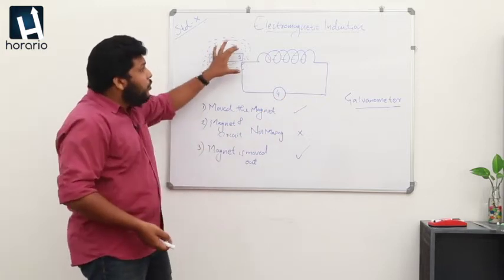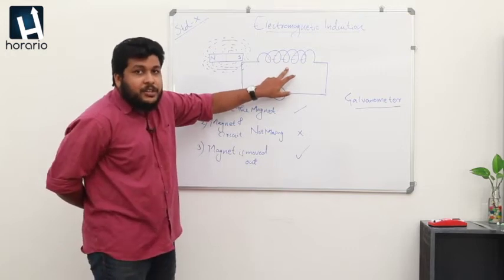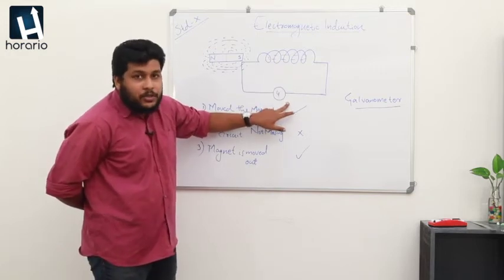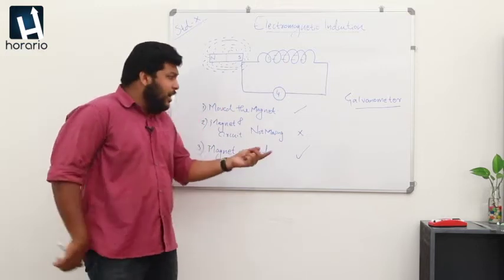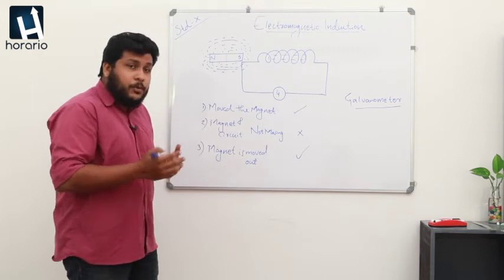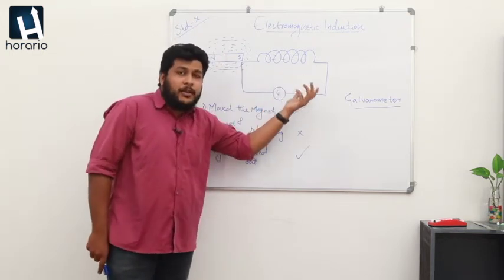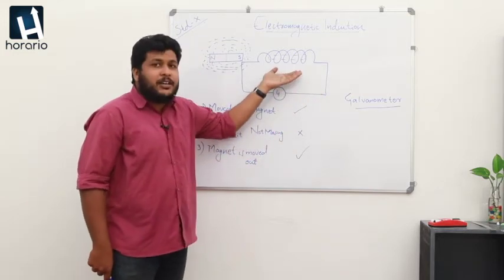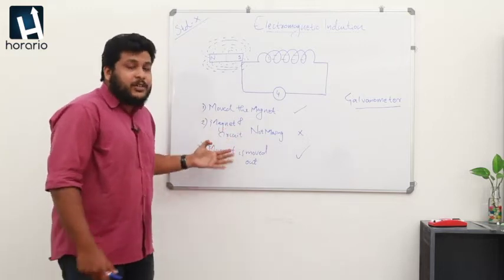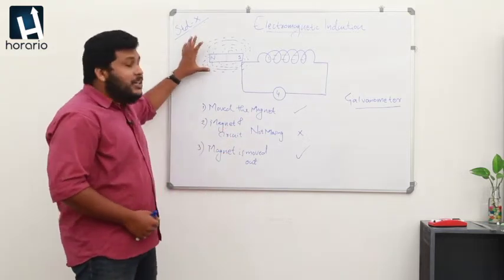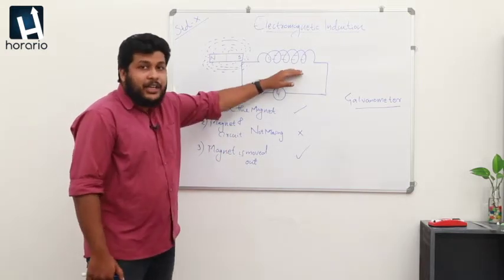If we place this magnet inside the solenoid, nothing happens to the galvanometer, because the motion of the magnetic field is very important. In the next condition, we can make the magnet stationary and move this circuit. What conclusion can be derived from this experiment? It will be the same as the first one, because the magnet is placed stationary and the solenoid is moving.